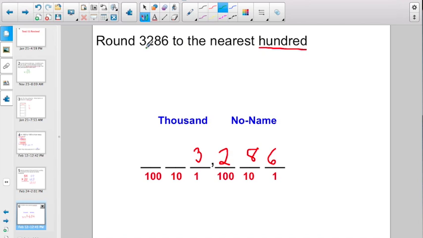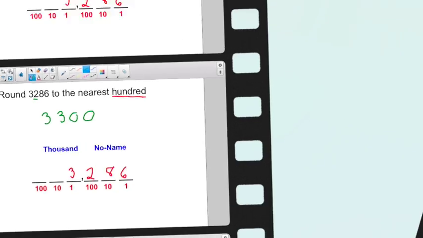So let's take a look. It's going to keep the 3. This is either going to be 3,200 or 3,300. 286, is that closest to 200 or closest to 300? Look at the neighbor to the right. Hey, he's more than 5, so it's going to be 3,300 if we're rounding it up to the nearest hundred, not the nearest thousand.